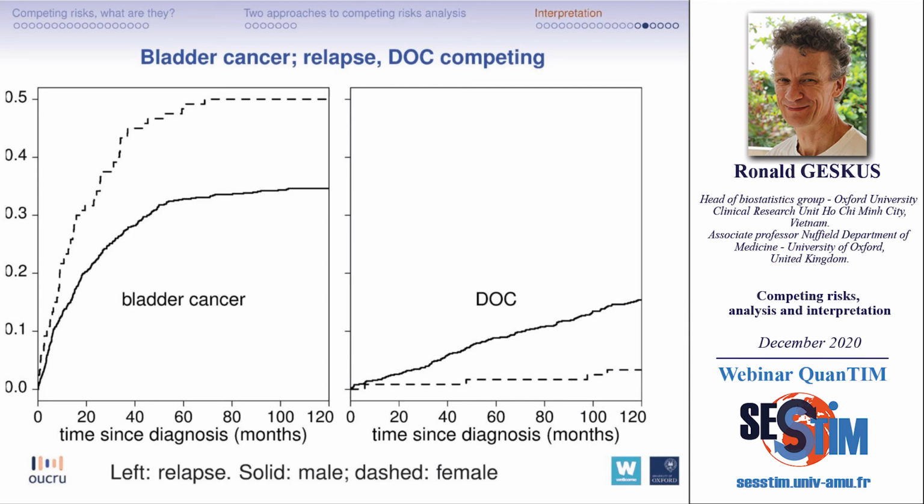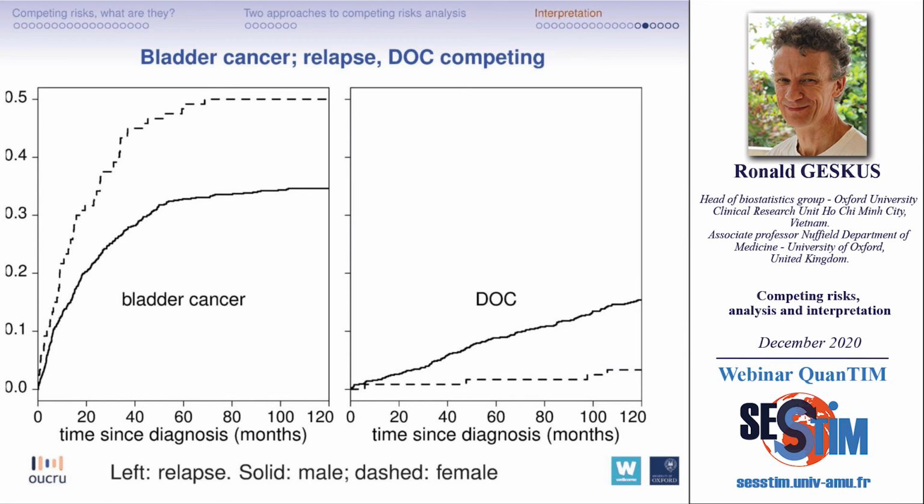And they looked at males and females. So the left-hand figure gives the crude risk of relapse of bladder cancer, the probability to have a relapse of bladder cancer over time. There's a competing risk though, mortality from other causes, death from other causes. And with respect to bladder cancer, we see that males have a lower risk than females, whereas for the mortality as a competing risk, this seems to be reversed.